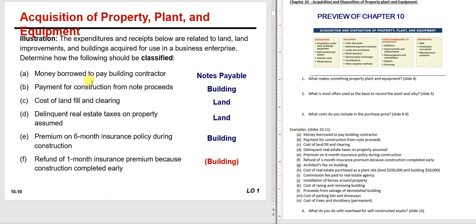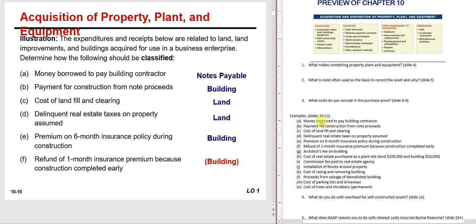Okay, so notice these are answers to these. So I really want you to think about it. Money borrowed to pay a building contractor, you might think it's added to the cost of the building, but if you think about your journal entry, I debit cash and credit notes payable, so it's not added to the cost of the building until I actually pay the contractor. But payment for construction on notes proceeds is building cost.